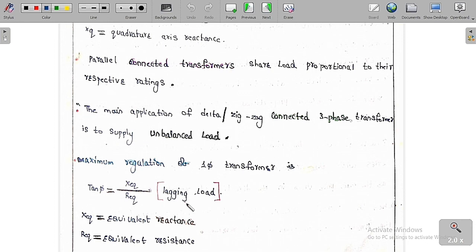And if you want to find what is the minimum voltage regulation of a single phase transformer, just do the reverse of this one, which is tan phi is equal to REQ by XEQ for the leading power factor load. So this is a very important point. I already told you at the lagging power factor load, the voltage regulation is always positive, whereas for the leading power factor load, the voltage regulation can be positive, the voltage regulation can be negative, the voltage regulation can be 0.